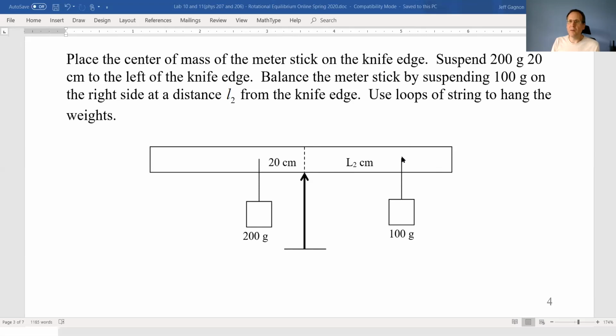Because the force here is the weight, and we can calculate the weight. If we know the mass, we can convert the mass to kilograms. We can multiply by 9.8, mg, and that will give us the weight in newtons. So that's the force, and it acts downward. So the line of action of the force is going to be this vertical line. So the perpendicular distance from the line of action of the force to the axis of rotation, consider the axis of rotation right here, that's going to be this horizontal distance, which is what we're calling L2.